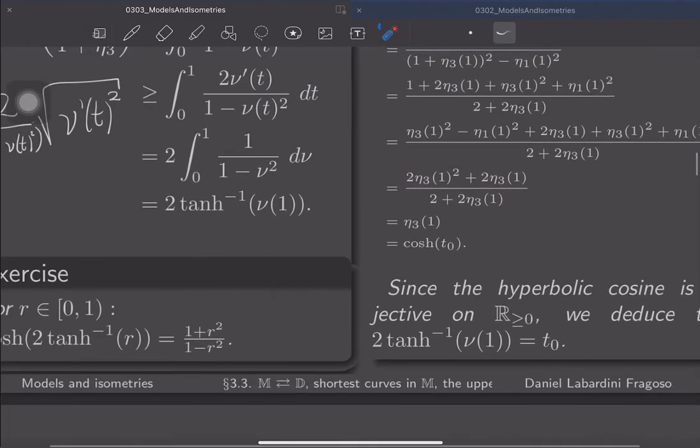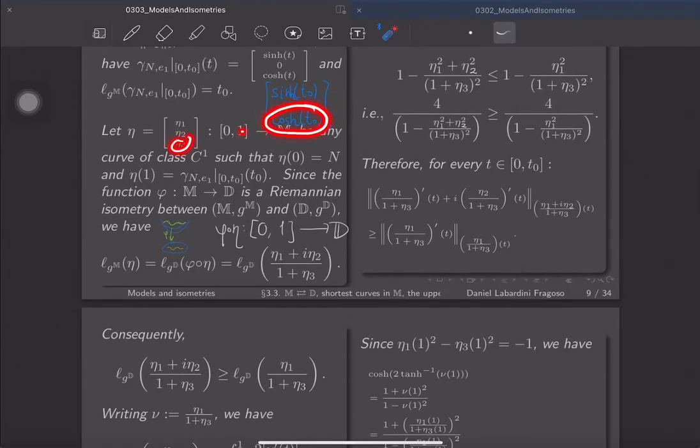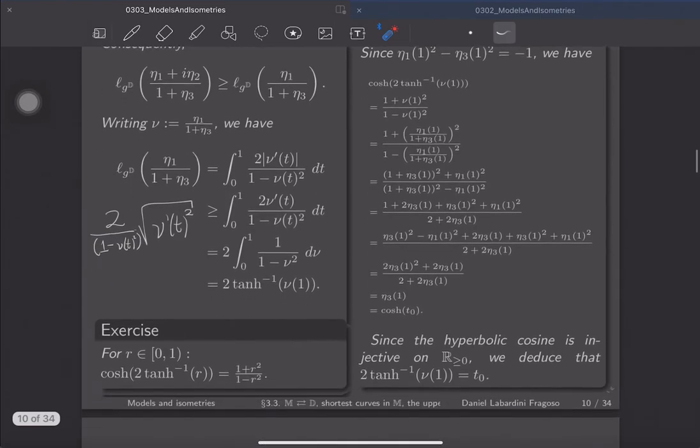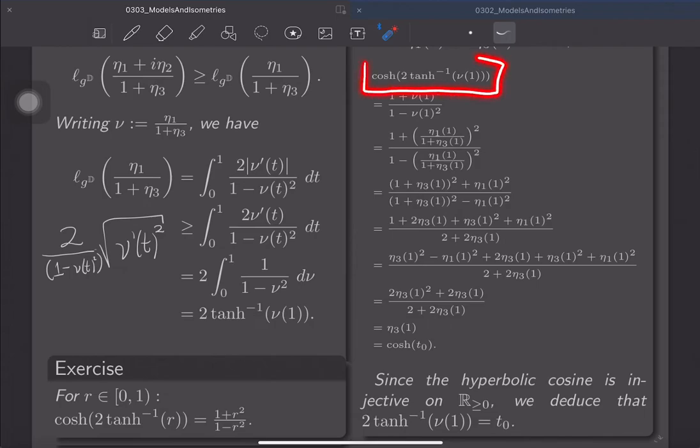So that, yeah. But eta 3 of 1 was what? Eta 3 of 1 was hyperbolic cosine of T0. Right? So I arrive at the following. Hyperbolic cosine of this guy is equal to hyperbolic cosine of T naught. Now, this is a non-negative number, and T naught is also a non-negative number. And hyperbolic cosine, if you restrict your attention only to non-negative real numbers, it's injective there.